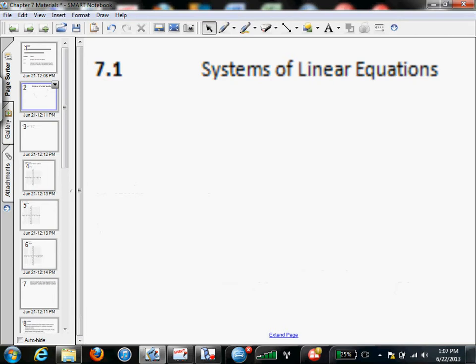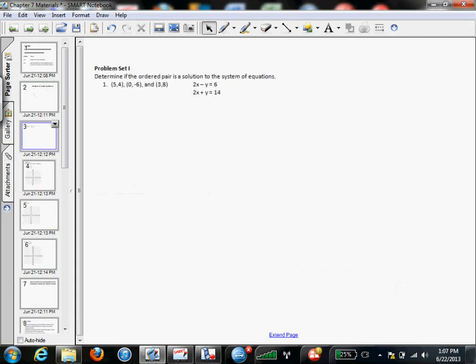7.1 has systems of linear equations, and some of the problems you may encounter may look like problem set 1, where you have a choice of three coordinate pairs and one set of two linear systems, and you're asked to determine if the ordered pair is a solution of the system of equations.